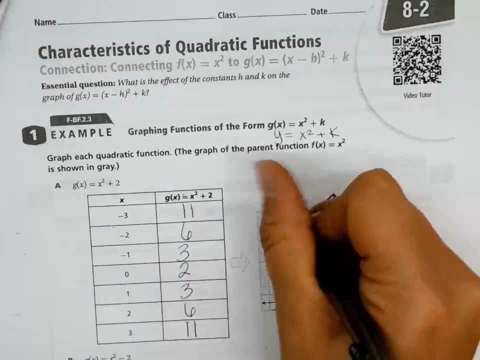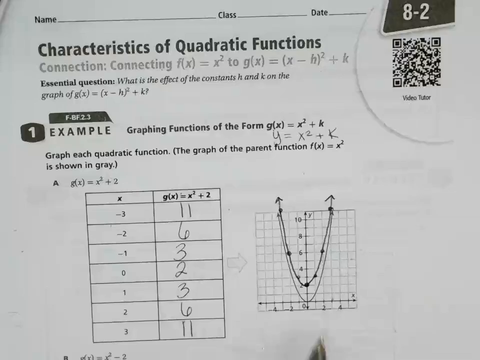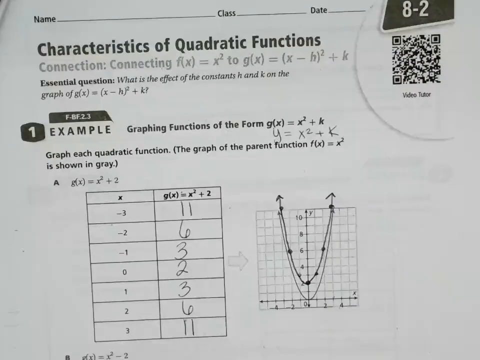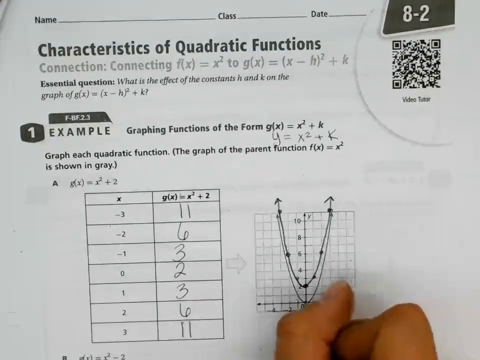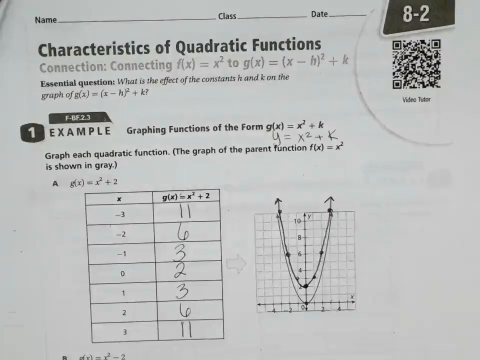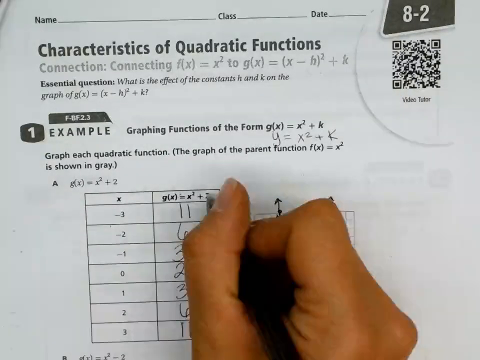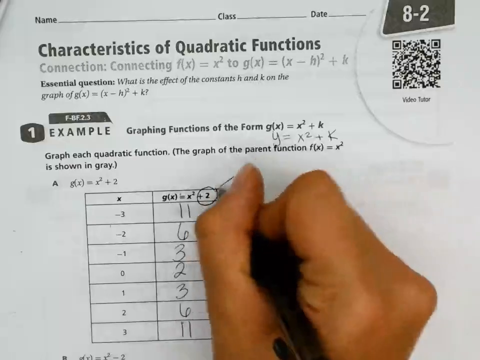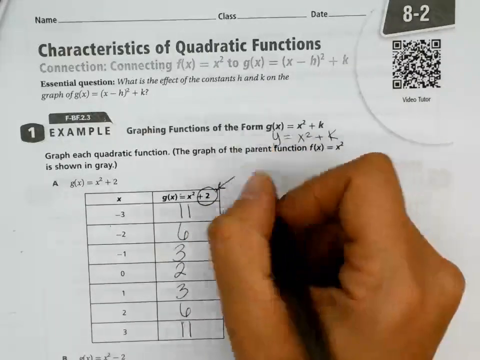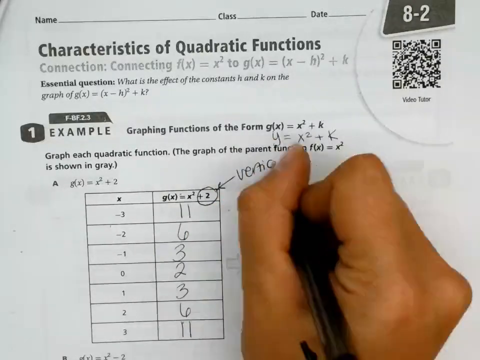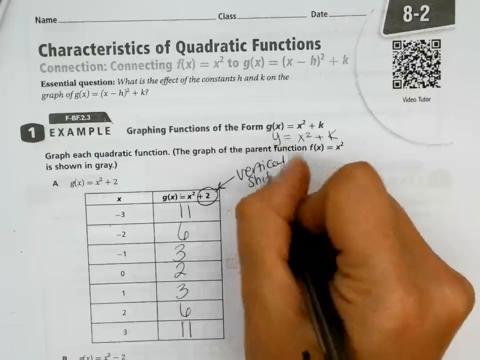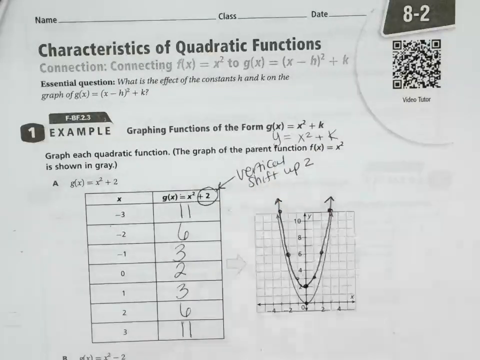Do you guys notice anything about this graph compared to the parent function? What's going on here? Our vertex used to be at 0, 0, now it's at 0, 2. You guys see how it's shifted up 2? So when you have a plus off to the side, this is saying it's a vertical shift of up 2. It's being vertically shifted up 2.